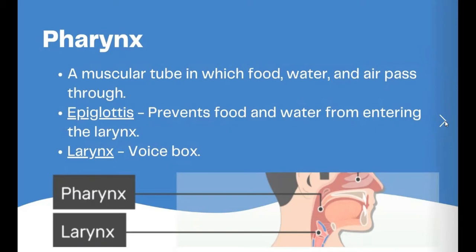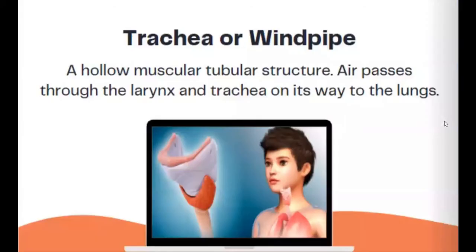So if you try to speak, your throat vibrates. That's why your parents do not allow you to talk while you eat, because your food might enter part of your larynx. That can cause you to choke. The trachea or the windpipe is a hollow muscular tubular structure. It passes through the larynx and trachea on its way to the lungs.